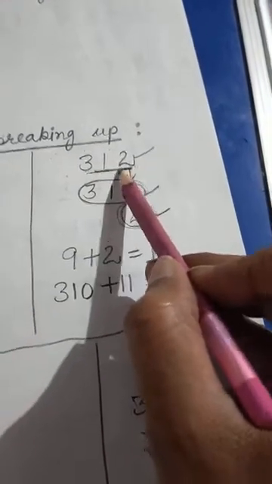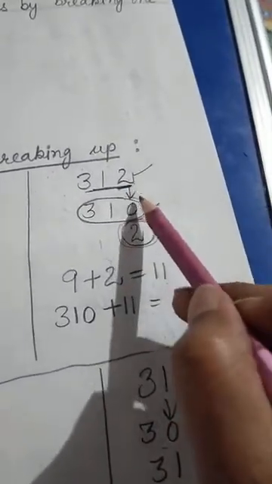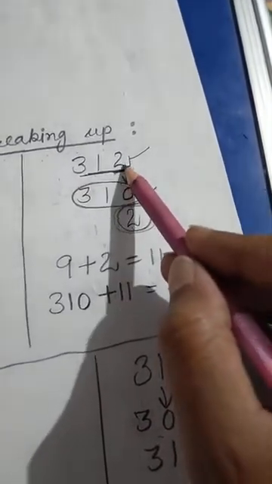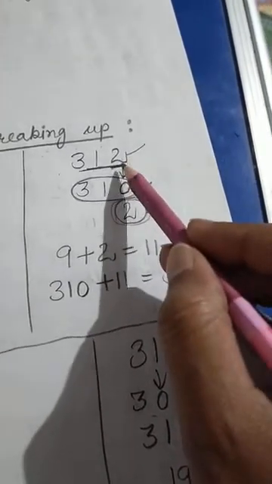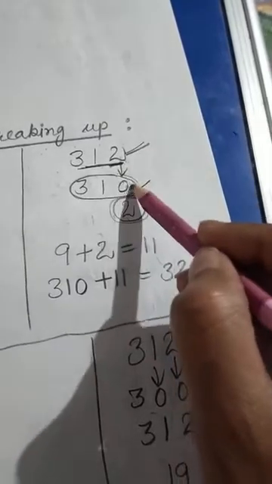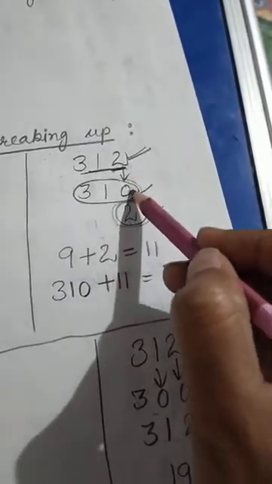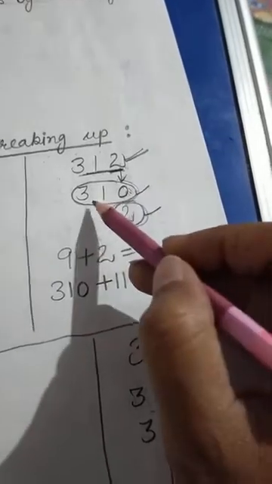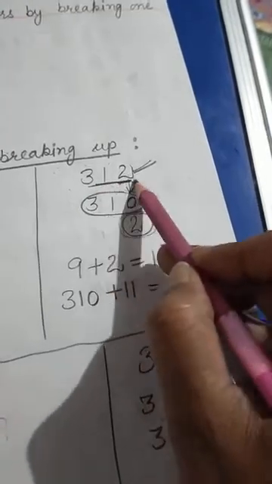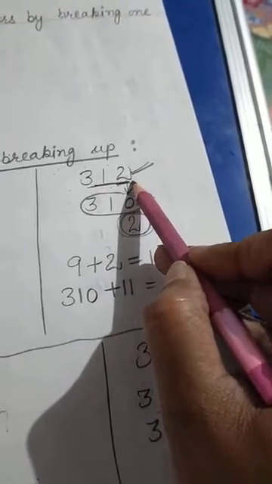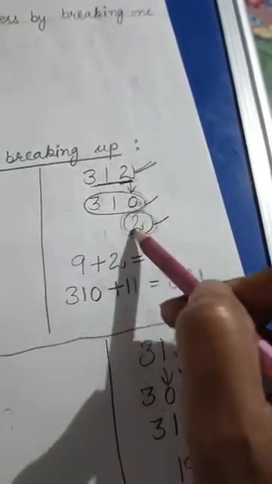312 was there. So the ones place had one digit, and you will make the ones place digit 0. When we have written the ones place digit as 0, we have made two parts of the 2. One is 0 and the other is 2. So it will become 310 and 2. 312 will be broken into two parts. Those are 310 and 2.